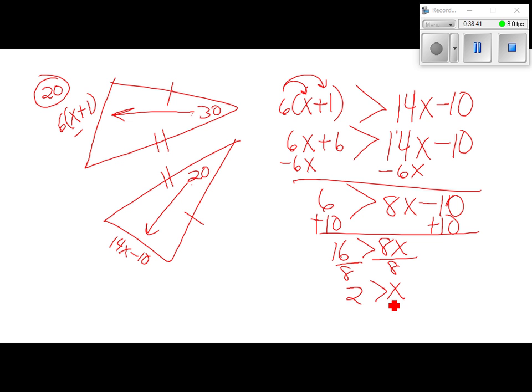If you want to turn that around, you just got to remember that the point is going towards the x, so if you turn it around so it makes more sense to you, x with the point going towards the x has to be greater than 2. So we know in this case x has to be larger than 2.